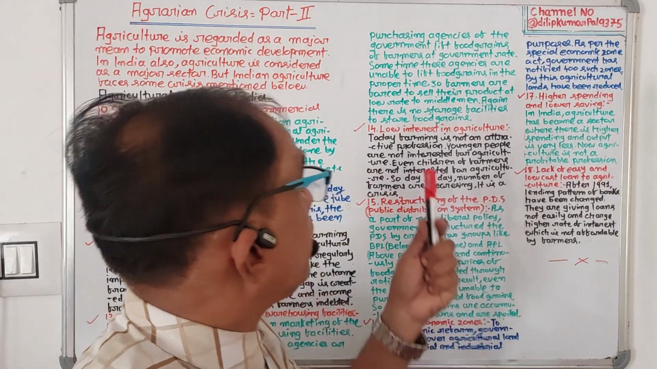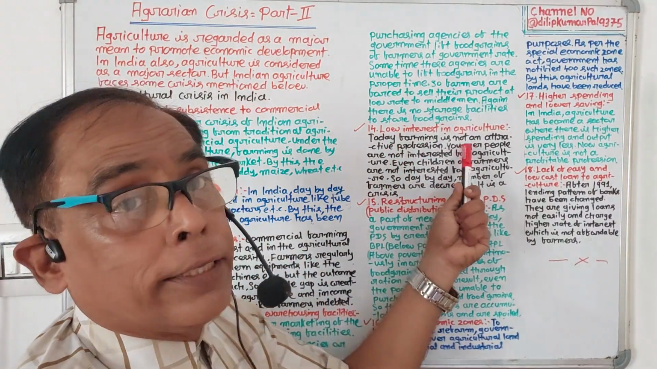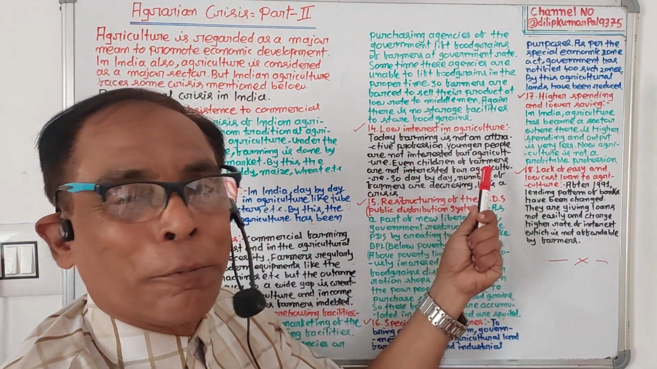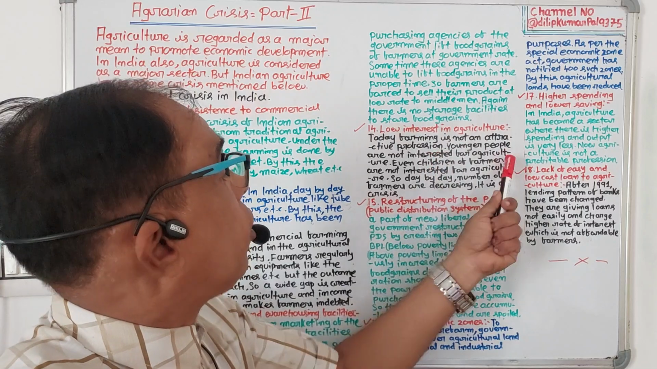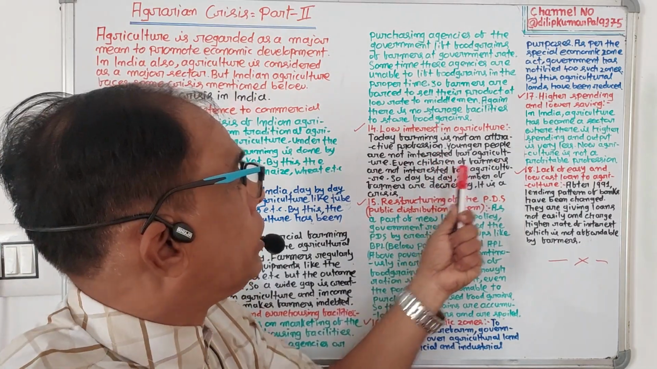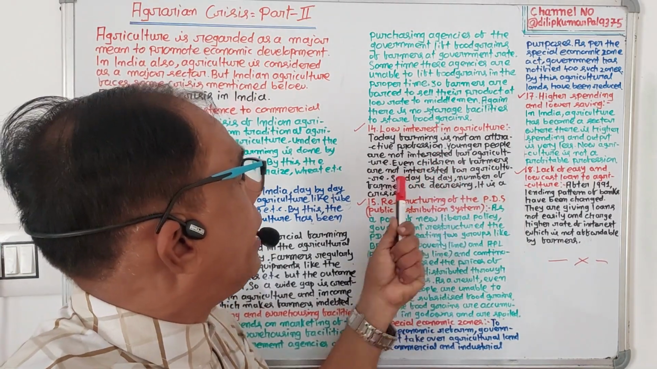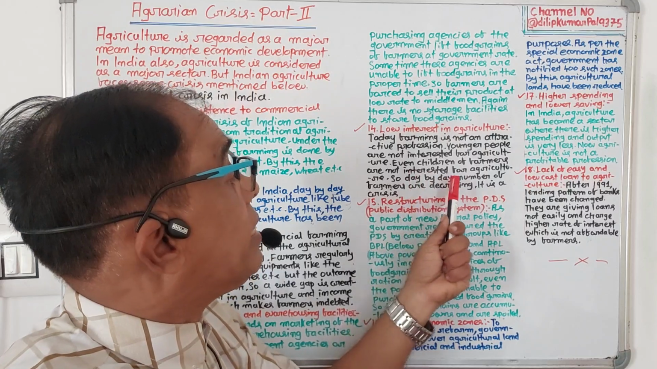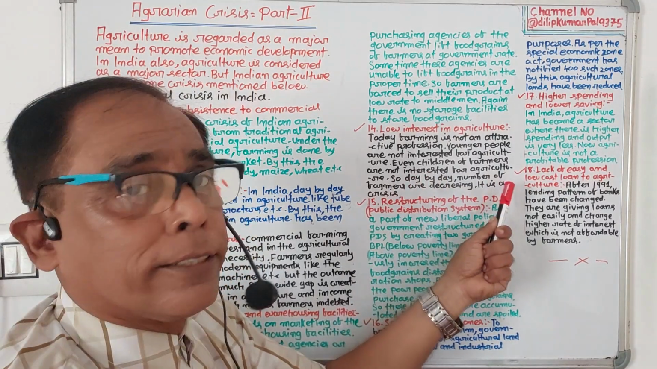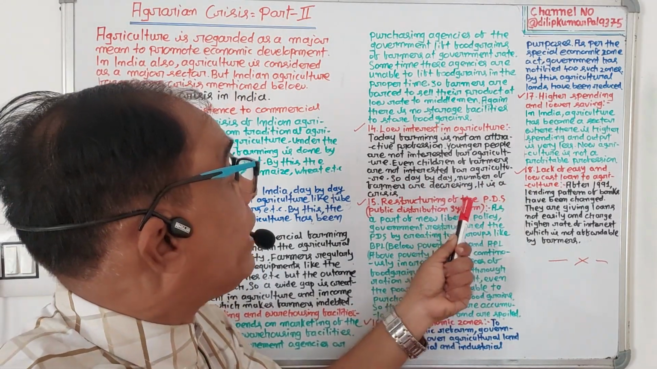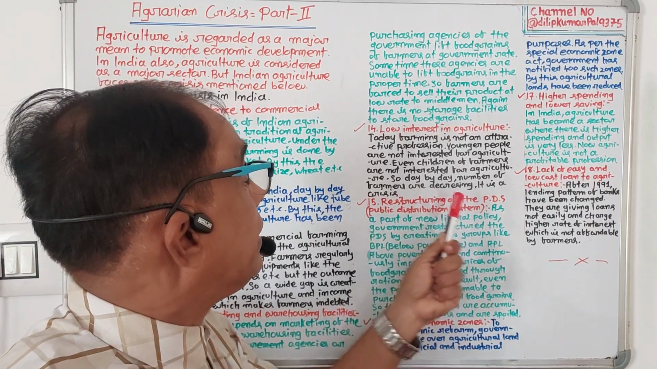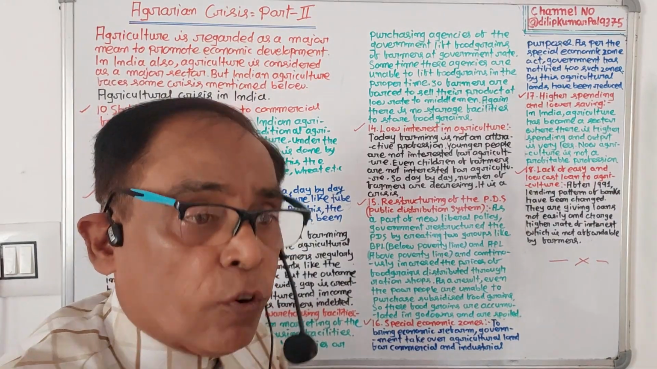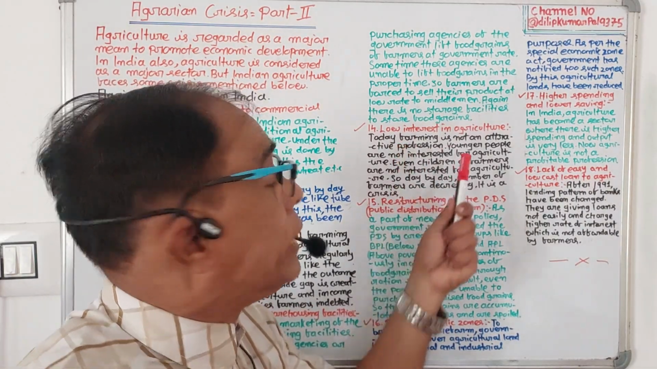Then another problem, low interest in agriculture. Today farming is not an attractive profession. Younger people are not interested in agriculture. Even children of farmers are not interested in agriculture. So day by day the number of farmers is decreasing. It is a crisis.